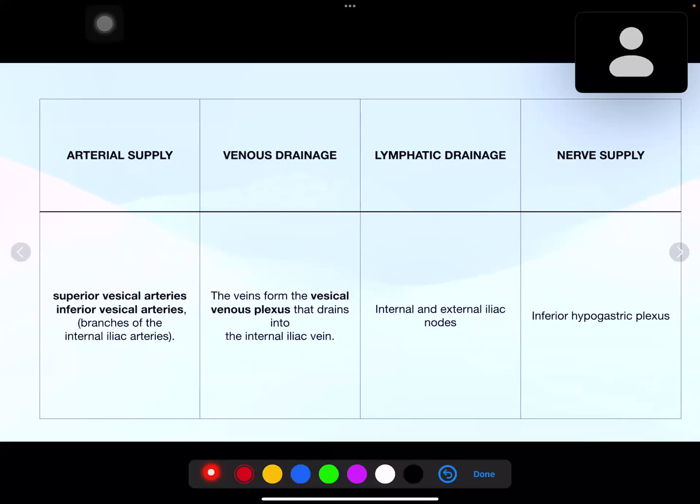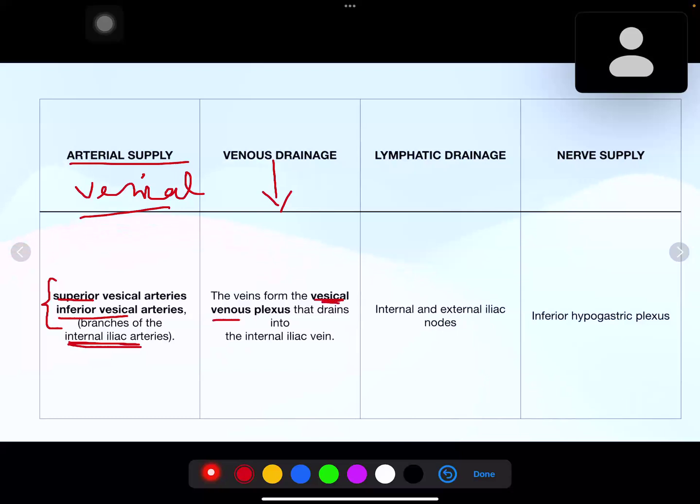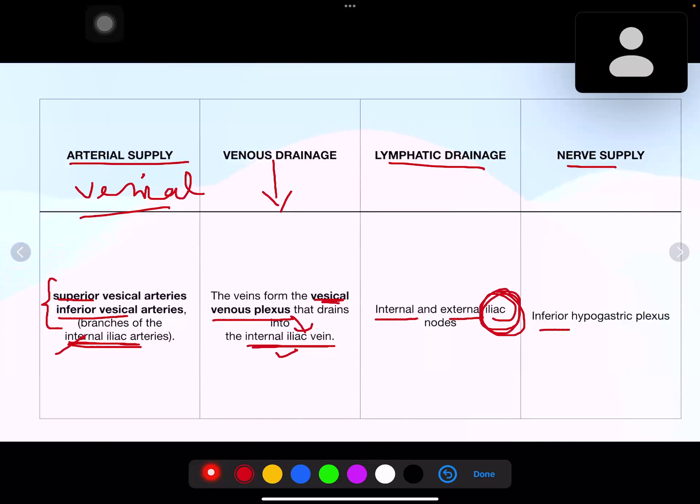Blood supply, lymphatic drainage and nerve supply of the bladder. The name indicates the bladder, the vesicle. So the arterial supply is the superior vesical and inferior vesical arteries. These two are branches of the internal iliac arteries. The venous drainage, again the name indicates, is the vesical venous plexus, and it goes into the internal iliac vein, because the artery is the internal iliac artery. Lymphatic drainage is to the internal and external iliac nodes. And the nerve supply, because it is an abdominal organ, is the inferior hypogastric plexus.